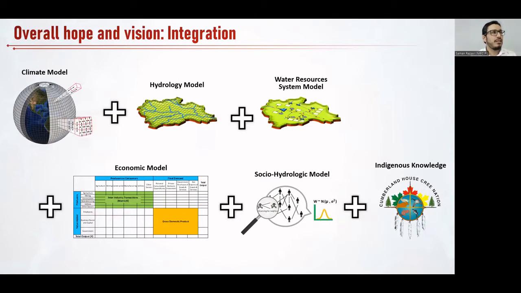So let's just refresh our minds about the overall hope and vision that brought us together in the first place, and that was all around one word: integration. And the idea has been to bring the worldviews and models of different disciplines: climate models, hydrology models, water resources systems models, economic models, socio-hydrological models, as well as the indigenous knowledge, all together. And we've been trying to be as inclusive as possible in the integration, given the technical constraints and semantic constraints. And we've been working significantly to basically bridge the different fields and break through disciplinary barriers to bring and somehow couple these models together.